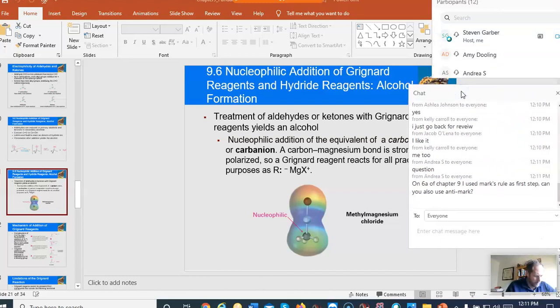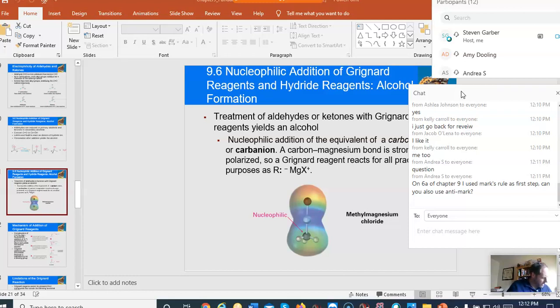On 6A on Chapter 9, use Markovnikov's rule as first step. Can you also use anti-Markovnikov? Usually, just without looking at the question, you don't do anti-Markovnikov in this chapter. Anti-Markovnikov was just for alcohols, but let me see the exact question. Yeah, the anti-Markovnikov is only that BH3, H2O2, and hydroxide that we learned about in Chapter 4. So you don't really go anti-Markovnikov in any other reaction. But let me just double check.